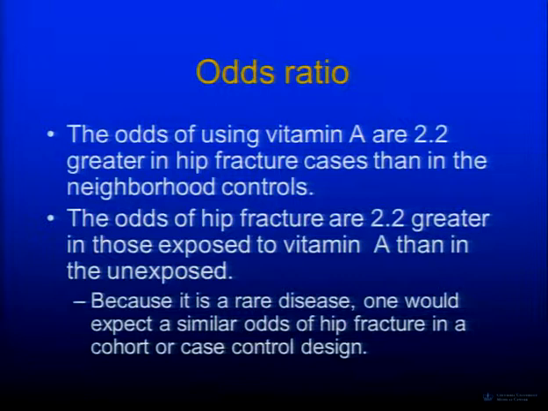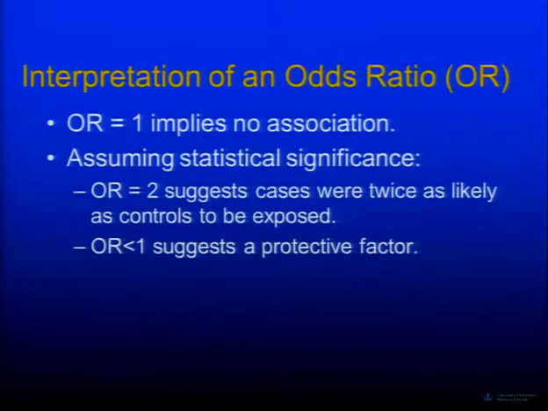And notice how it's the odds of hip fracture. You're not using that word risk. And that's because risk is based on incidence. We don't get incidence from case control studies. Because it is a rare disease and because of the way the math works, we would expect that if we did this same study looking at vitamin A and hip fracture in a cohort study, we would get about the same odds ratio as what we got here because it's a rare disease. And we'll go through a mathematical example of that. So that's an answer to the other question.